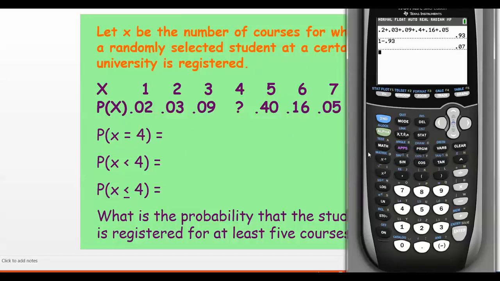Sorry, let's try that again. I took a look at my answer key here and I realized I mistyped it. It should be 0.02 plus 0.03 plus 0.09 plus 0.4 plus 0.16 plus 0.05. All right, let's see if that works out better. Okay, and then I want to subtract that. Okay, that works better. Should be 0.25. So the lesson here is just be careful when you're using an online calculator. Okay, so let me get that answer copied over.